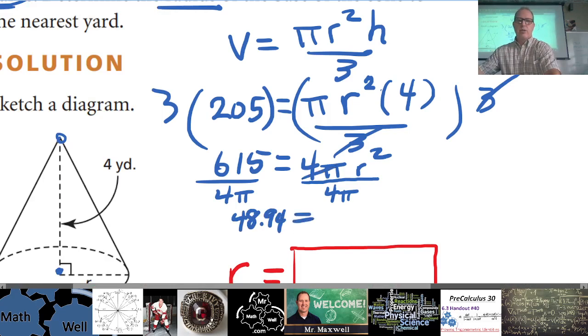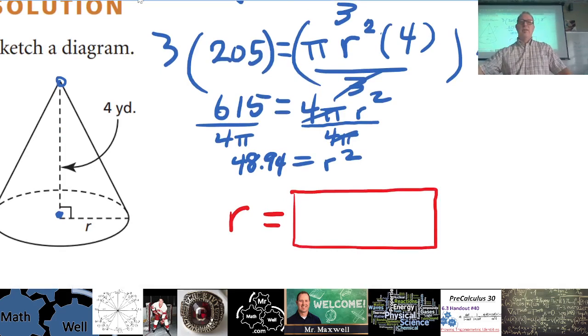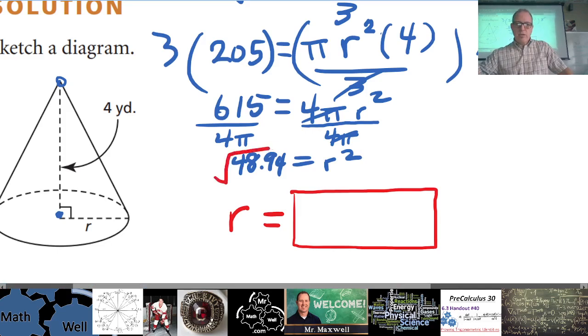And that equals just r squared on this side. Okay, now this is all a little bit squished together here, but everybody following so far? So what's the final thing I need to do to get r all by itself? I need to square root both sides. So that's how we can get r all by itself. The square root and the squared cancel each other out.